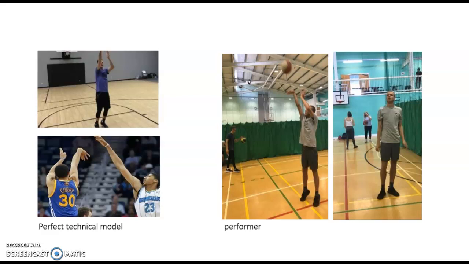Finally, for the recovery phase, as you can see on the left, the perfect technical model shows that once the ball has been released from the hands, your non-shooting hand will be to the side where the ball was being held, and the wrist should be flicked down, which shows that you've given it the perfect propel towards the net.